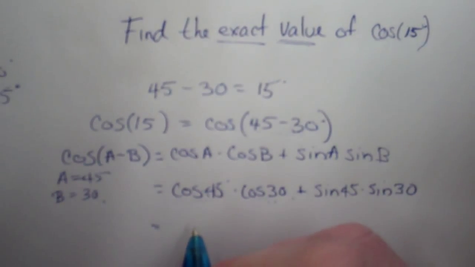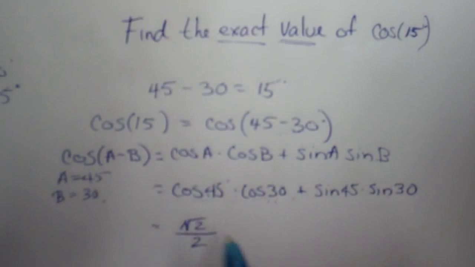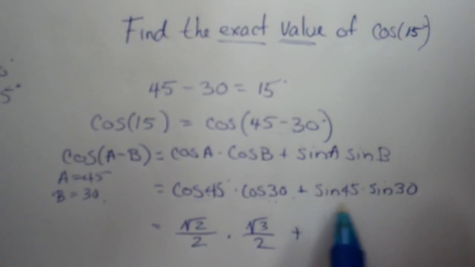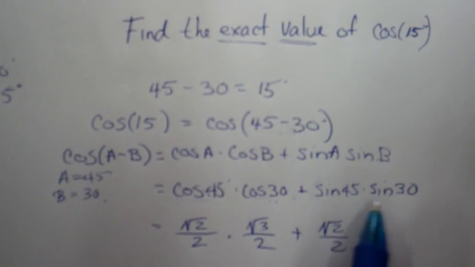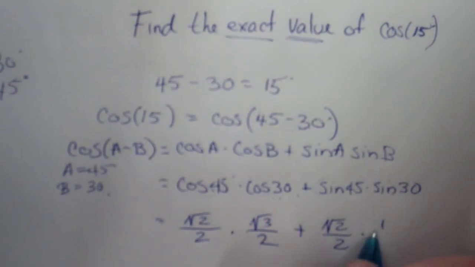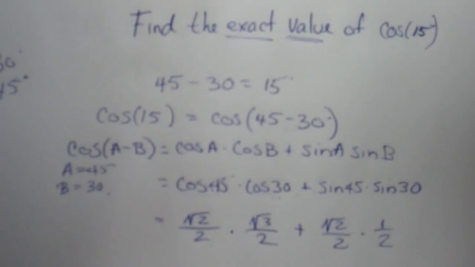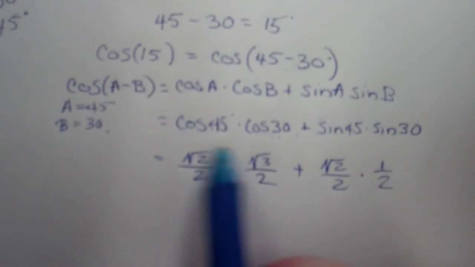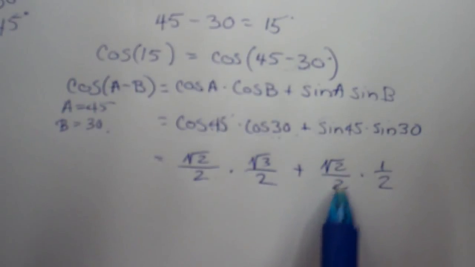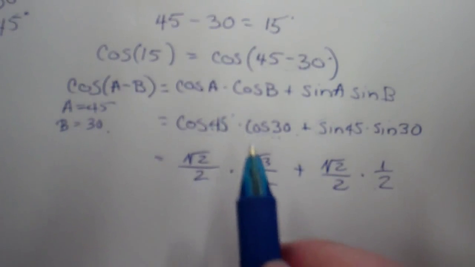So the cosine of 45, that's radical 2 over 2. The cosine of 30, that's radical 3 over 2, plus the sine of 45, that's also radical 2 over 2, and the sine of 30 is 1/2. Now we need only simplify. We've done the substituting, and now we're going to simplify this.